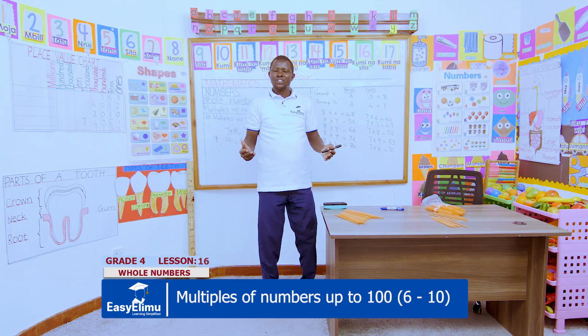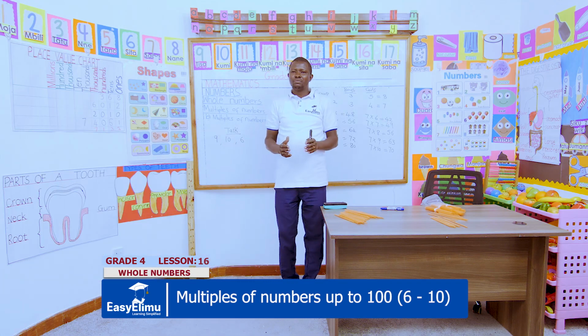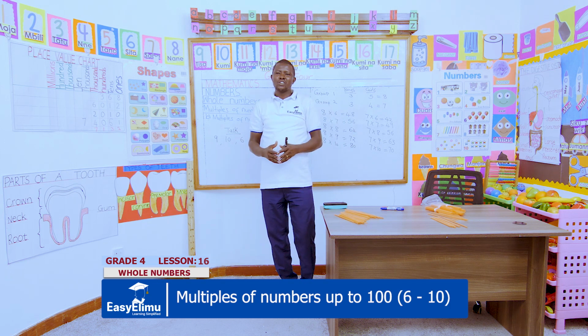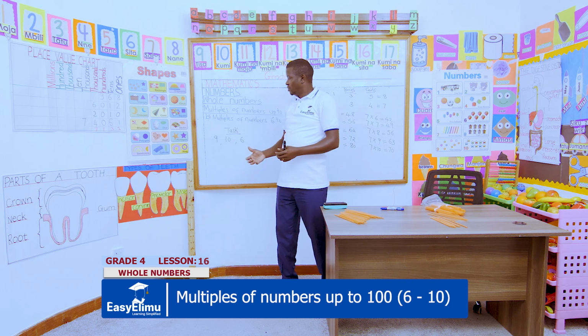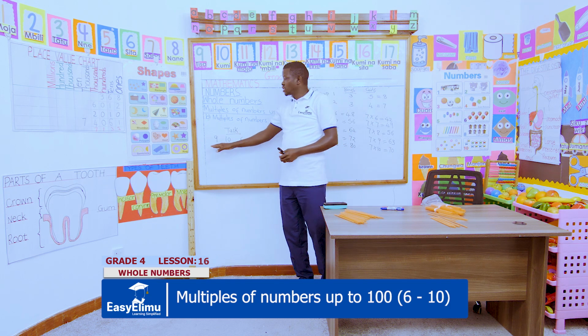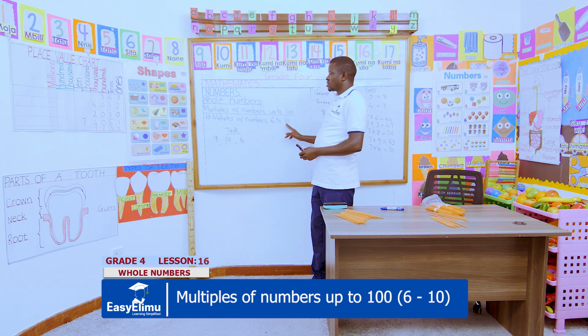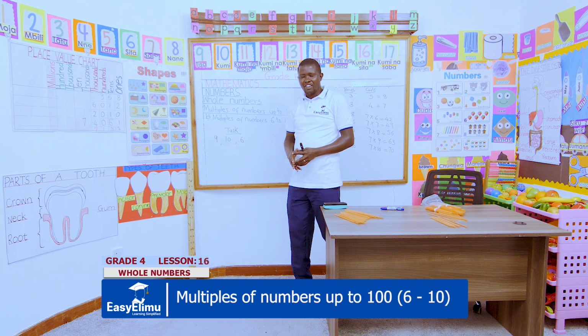Class, as we wind up our lesson, remember when you go home, kindly do more practice on multiples of numbers. You can request your parents and your siblings to assist you come up with numbers which you can multiply with these multiples from 6 to 10. Have a wonderful time.